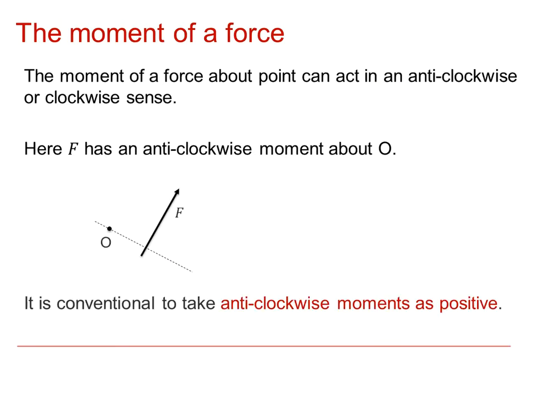Moments can cause the object to turn either clockwise or anti-clockwise about the axis, and by convention we take anti-clockwise as being the positive direction. So here you can see this particular force is going to be turning in a direction about this axis here, which is anti-clockwise, and therefore we would say that that has a positive moment.